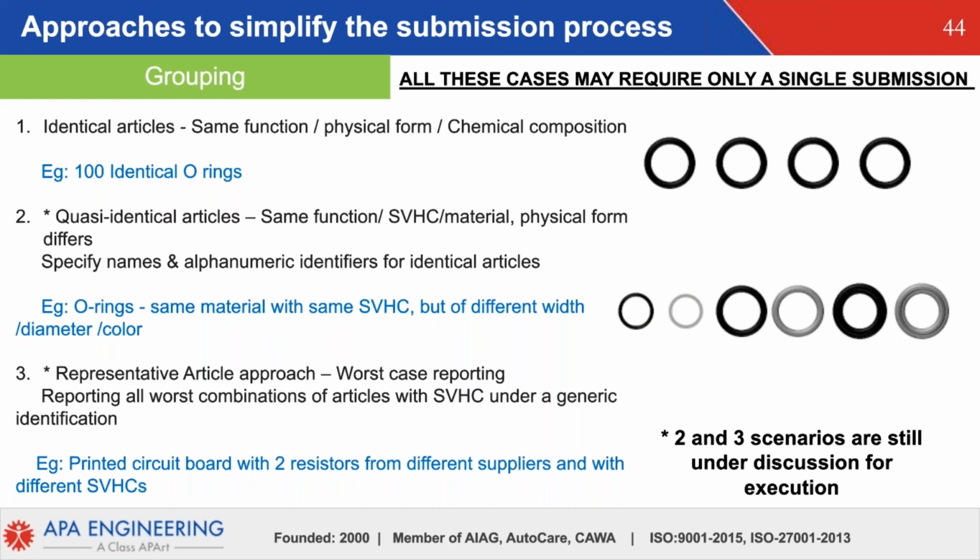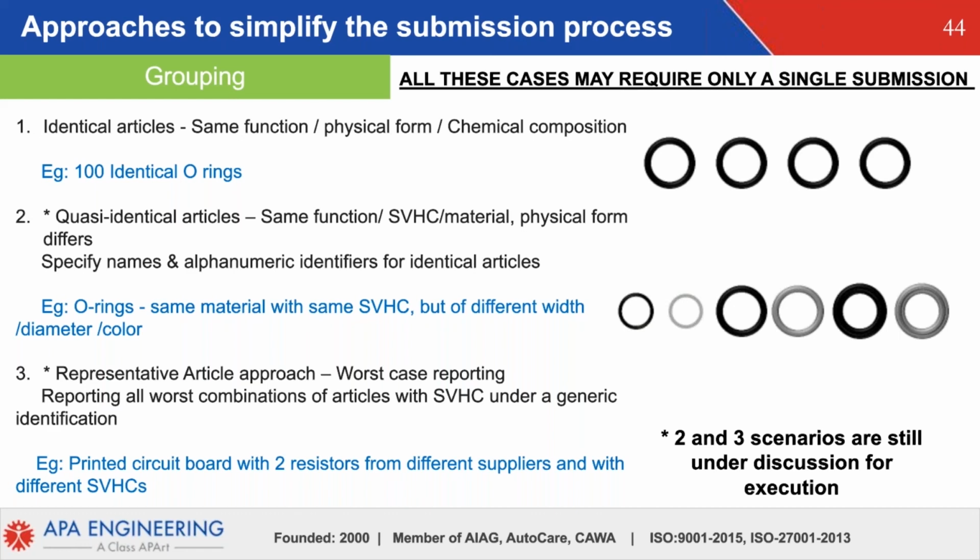The second case is grouping of quasi-identical articles. Articles having the same function, SVHC, and material, but the physical form is differing, are considered quasi-identical articles. For example, O-rings which are made from the same material and with the same SVHC, but of different width, diameter, or color. In this case of grouping, you need to specify names and identifiers for all identical articles while making a single SCIP submission.